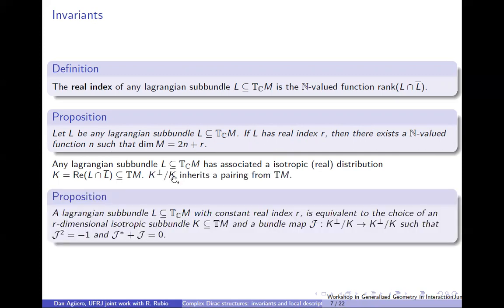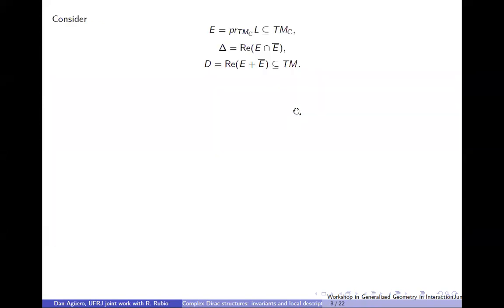And also this K inherits a pairing from the generalized tangent bundle. We have the following: a Lagrangian subbundle of the complexified generalized tangent bundle with constant real index is equivalent to the choice of an isotropic subbundle K and a bundle map given in this way, so that it is complex and symplectic. When we have this Lagrangian subbundle, we want to obtain more real information. So we have first the following distribution. It's a complex distribution. That is just the projection.